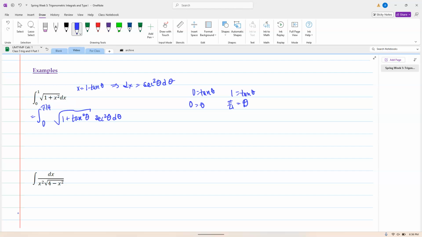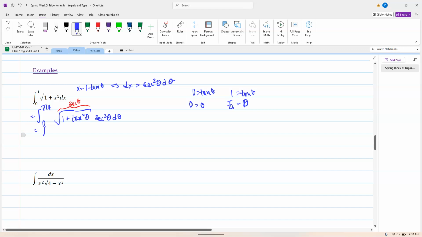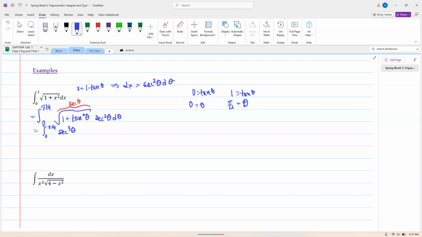All right, if I do this work though, 1 plus tangent squared of theta would be secant squared. The square root of secant squared is just secant. So then I end up with the integral from 0 to pi over 4 of secant cubed theta d theta. So that's fun. How in the world do we integrate this? Well, we have to do a little bit of work.